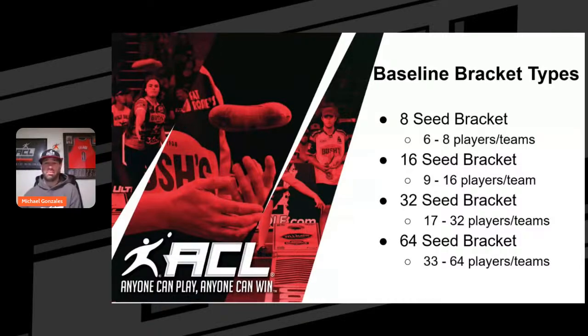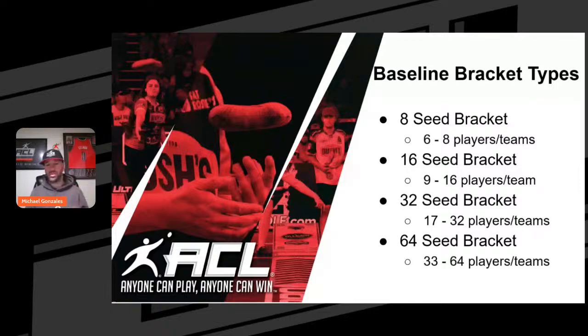The smallest one being an 8-seeded bracket. This would be something you would have anytime you have between 6 and 8 players, or 6 and 8 teams. You'd have a small 8-seeded bracket every time. The next one up would be a 16-seeded bracket. This would be any time that you have either 9 to 16 singles or 9 to 16 teams. That would put you right into a 16-seeded bracket. We'll look at a couple of those.